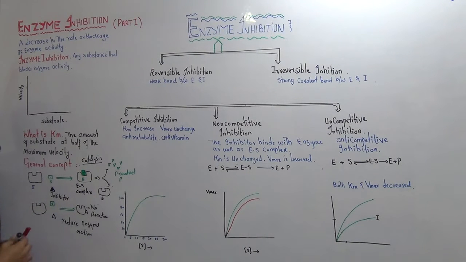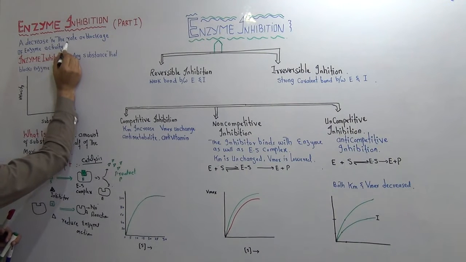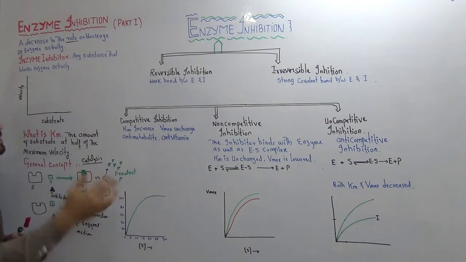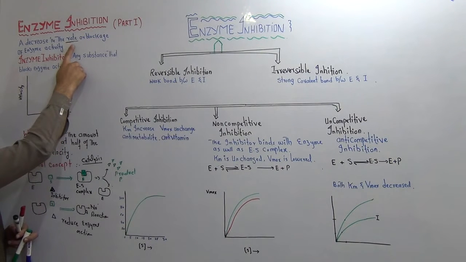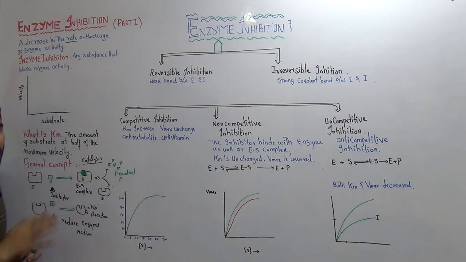So for inhibition, you can use either a decrease in the rate. Rate means the speed with which a substrate is broken down into product. Either the rate is decreased or the enzyme's activity is blocked. In both cases, this is called enzyme inhibition. This is very, very important to know.